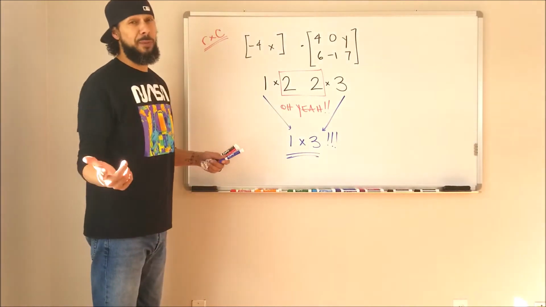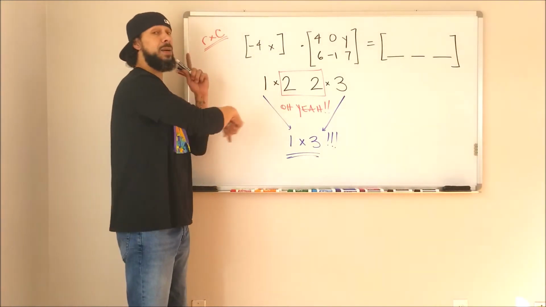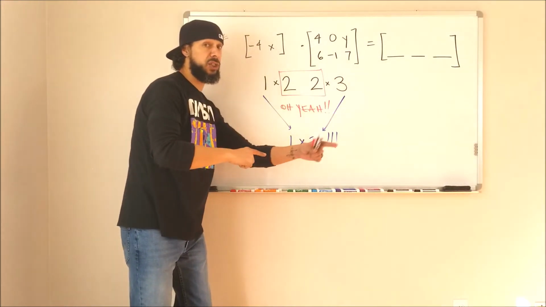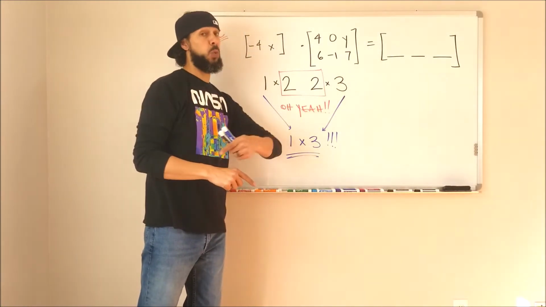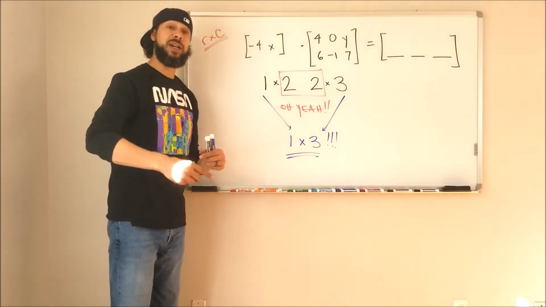So you know what we should probably do? Let's go ahead and set that up over there. So when I end up doing this multiplication, my result product matrix is going to be a matrix that is 1 row with 3 columns in it. All right, let's work it out.